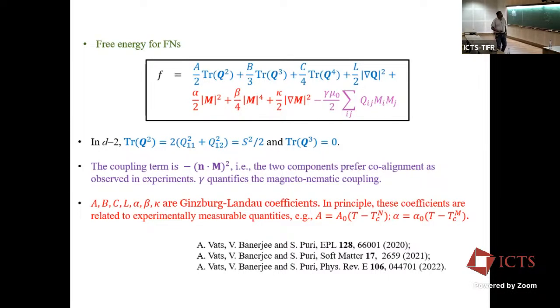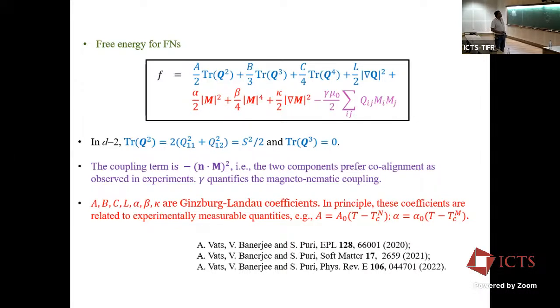Basically, this quantity gamma quantifies the magneto-nematic coupling. So that's the overall free energy that I'm writing down for ferronematics. For those of you who are not that familiar with these kinds of formulations, the bottom line is you try to write down the simplest free energy which captures the appropriate symmetries of the system, and then work with that. That was what Landau taught us, basically.